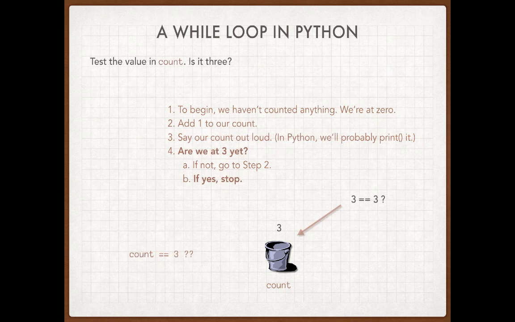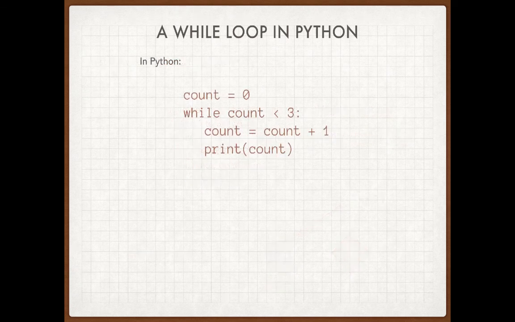And now we do our Boolean test. Does 3 equal 3? True. In this case, yes, it does. So therefore, we have achieved our final status, and therefore the loop is finished. Here's what that really looks like in Python.